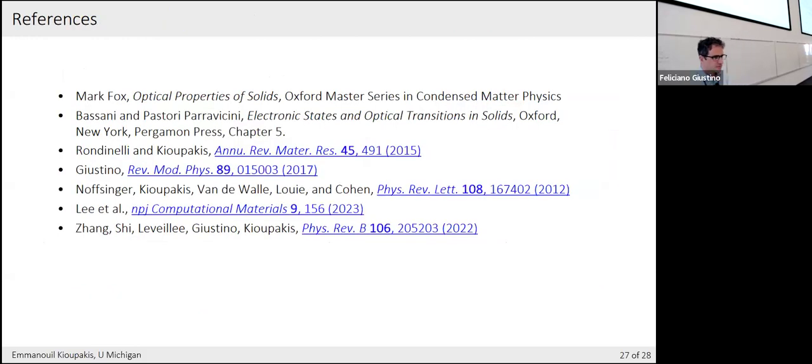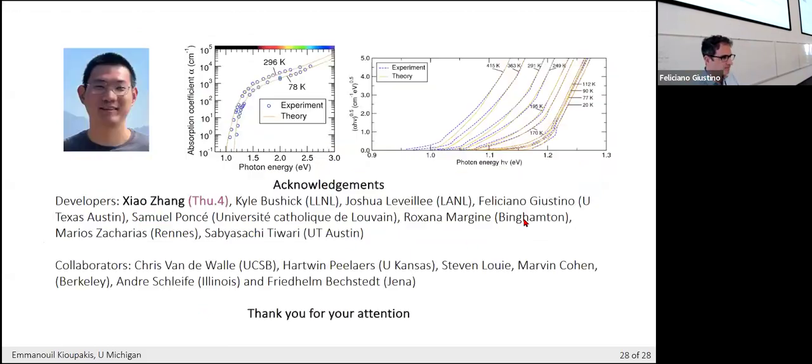All right. So if you'd like to learn more about optics and how to connect coefficients to measurements, I recommend the first book by Mark Fox. It's a nice review from the Master series, as well as this older textbook by Bassani and Pastori Parravicini, an amazing explanation of the connection of atomistic properties to optical coefficients, as well as recent publications, both about the code and the results.